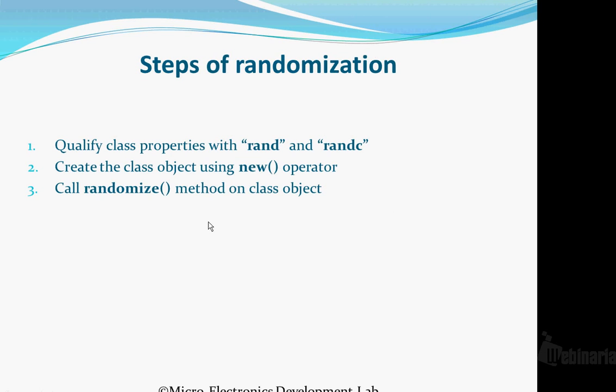This slide captures the steps in randomization. The first step is to qualify the class properties with the rand and randc qualifiers. The second step is to create the class object using the new operator. Then call the randomize method on the class object.